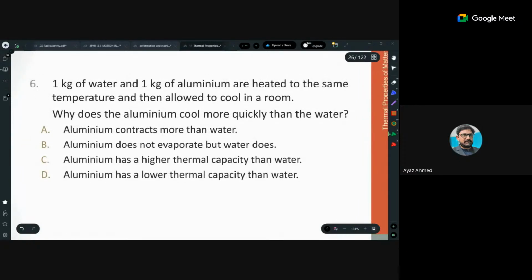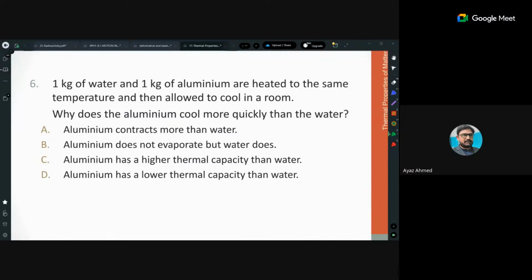1 kg of water and 1 kg of aluminium are heated to the same temperature and then allowed to cool down. Water and aluminium, it's an obvious answer. Why does the aluminium cool more quickly than water? Now you can answer this with your eyes closed, without reading the options. The only reason is that aluminium has very low thermal capacity.